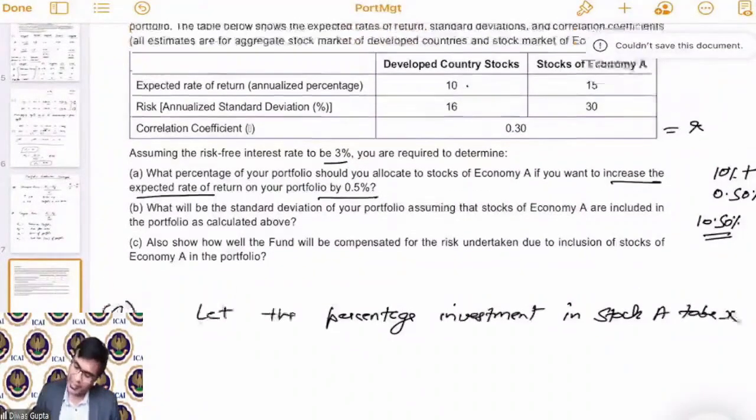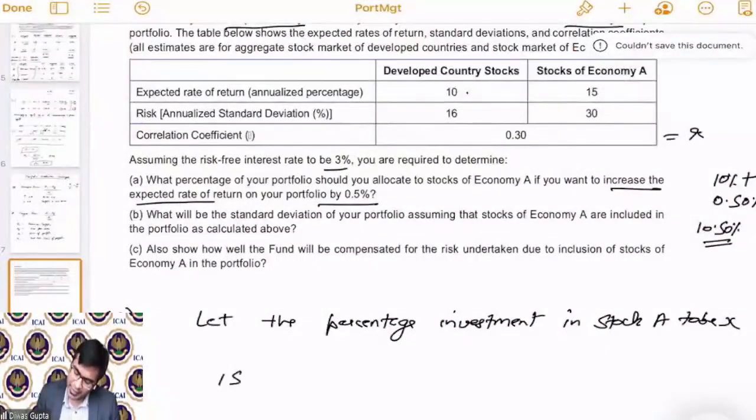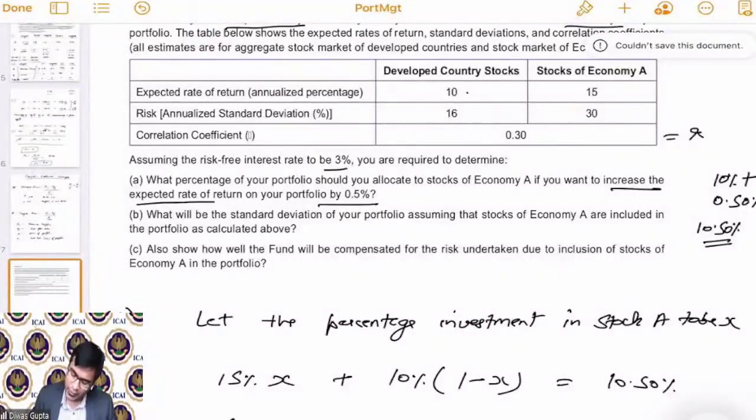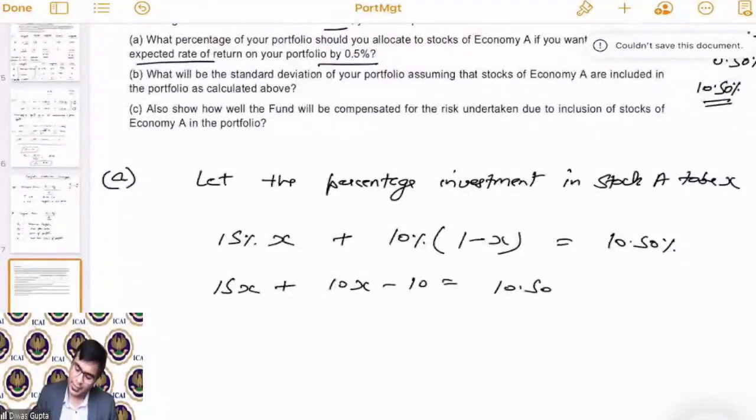Now, if we take X, so 15% multiplied by X plus 10% multiplied by 1 minus X. So if X percentage we are investing in economy A, 1 minus X we will invest in developed countries, should be equal to 10.50 percentage. This is a very simple equation. We are just taking the proportion and multiplying it with the returns. So here it comes as 15x plus 10x minus 10 is equal to 10.5. And so this comes as 25x is equal to 20.5.